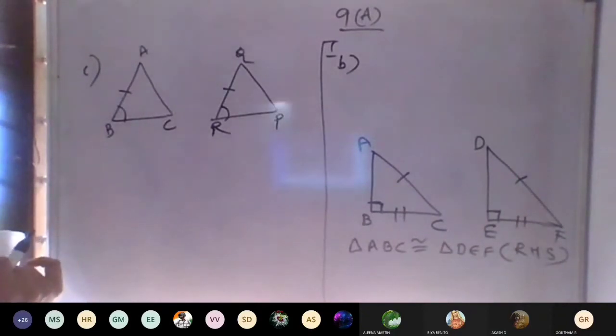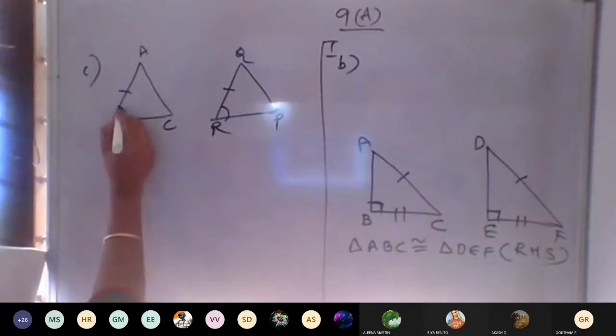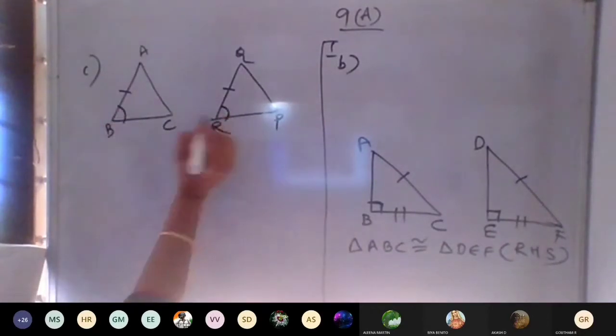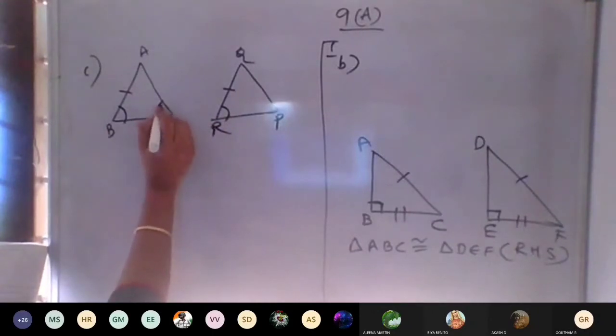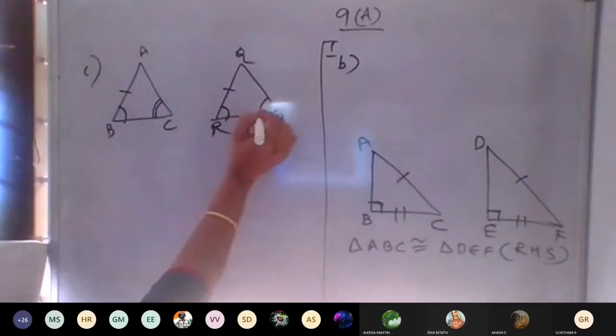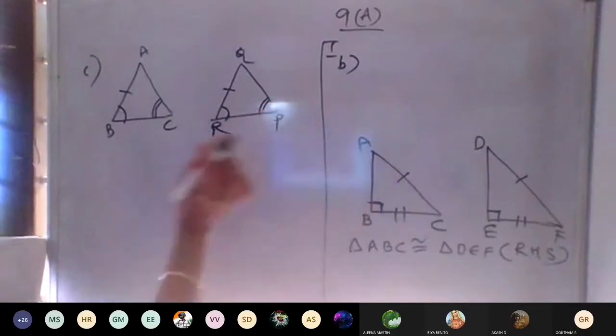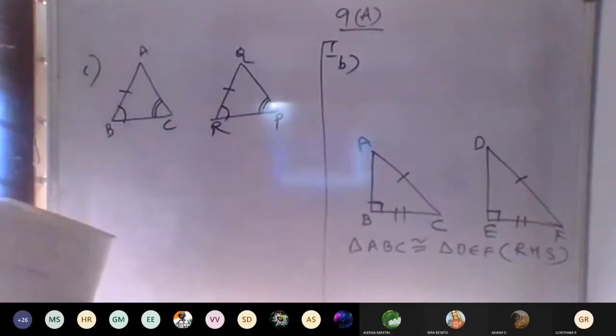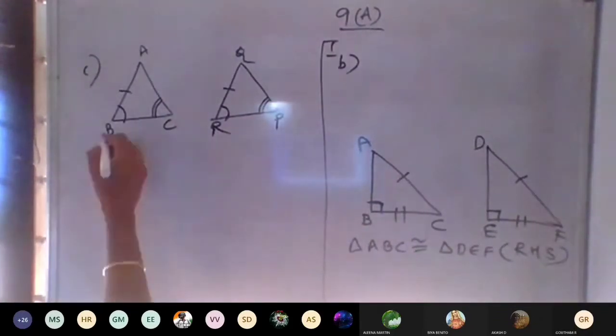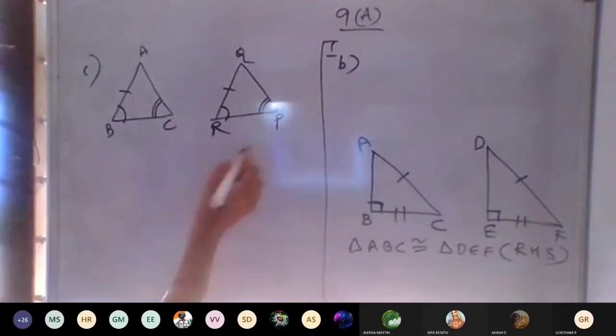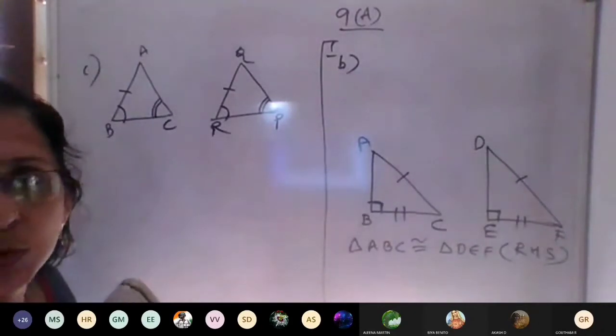Then angle B is equal to angle R. Angle C is equal to angle P. In the same way, if you are marking one line for angle B and angle R, which one should you write? Two lines. Same as for the side itself. If you write one line, it means B, C, R and P will be equal. So don't do it that way.